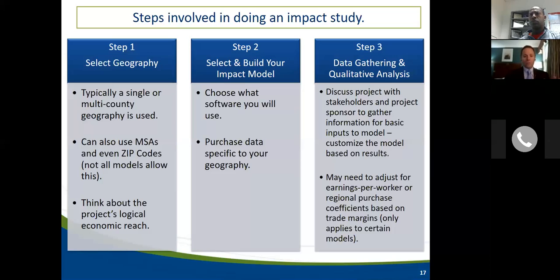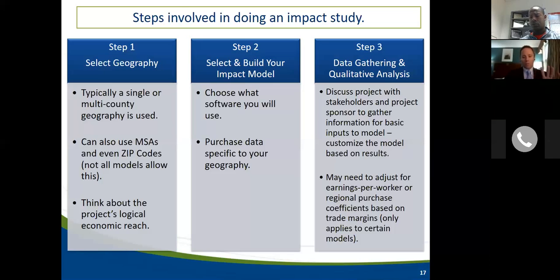All right, step 2, choose the software. In some cases, depending on the software you're going to use, you might have to purchase data. If you're using EMSI at the state level, you probably wouldn't have to purchase anything. Step 3 is data gathering. This is all these questions about net new, and about what the direct impacts are. How many jobs are going to be located on the site? What are they going to be paid? How much total output is going to occur on the site?